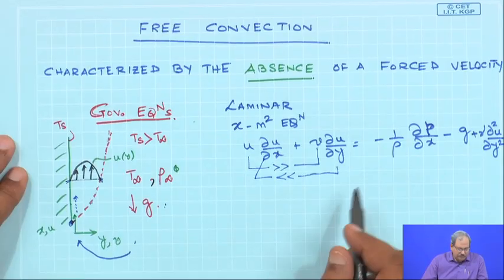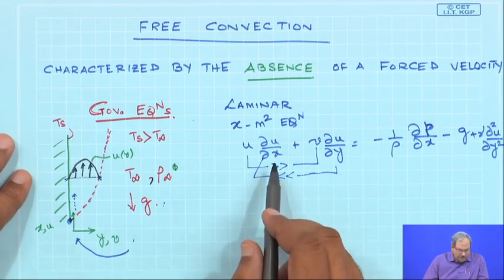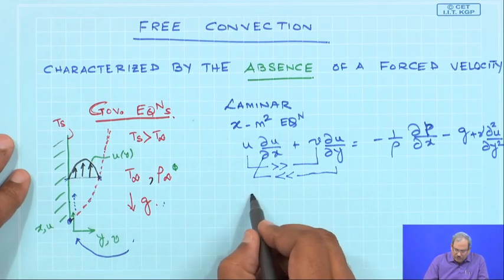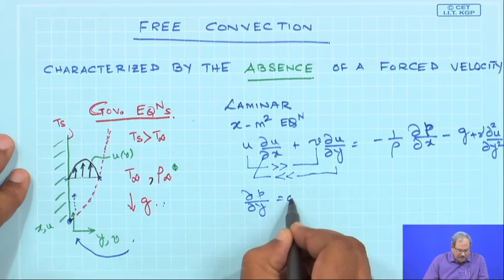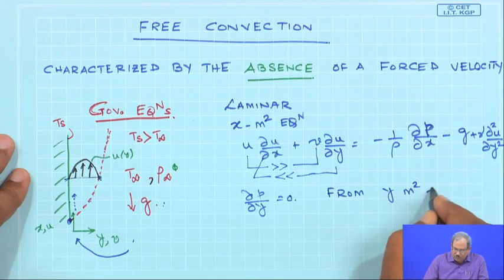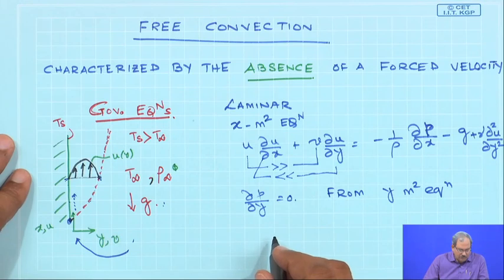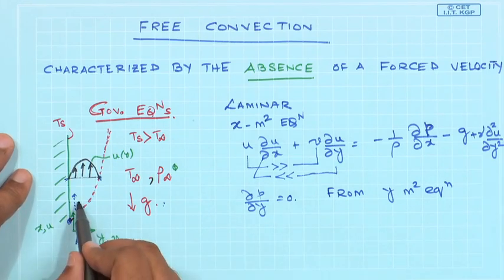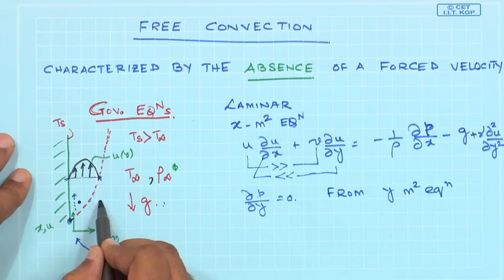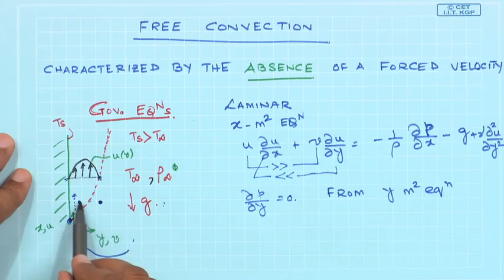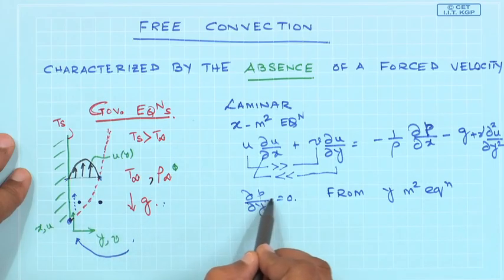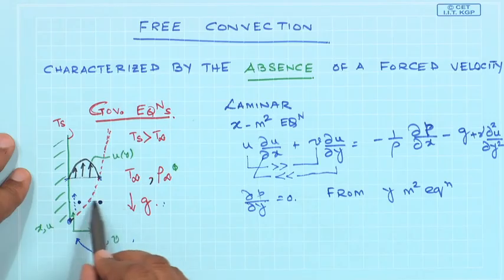However, we also know that if I write the y component of the equation of motion, since there is no force in the y direction, the gravity is acting downwards. So, ∂p/∂y would be 0. This is from the y momentum equation. So, the pressure gradient at any point inside the boundary layer must be equal to the pressure gradient in the region outside the boundary layer. The pressure gradient at these 2 points would be identical, since ∂p/∂y is equal to 0 and p does not vary in the y direction.